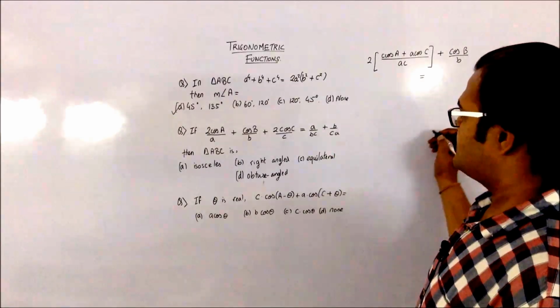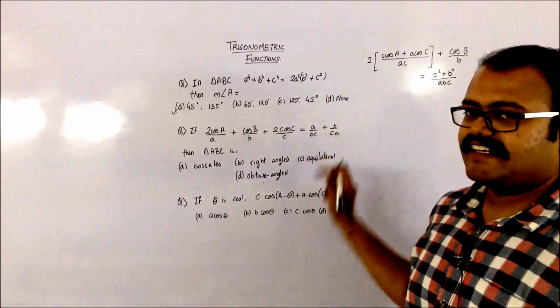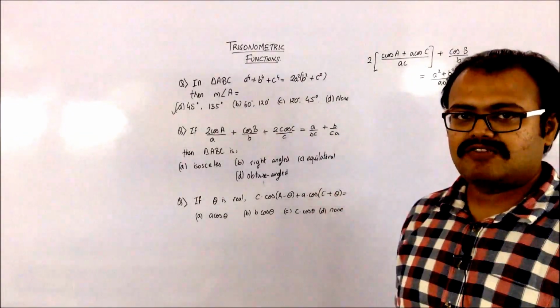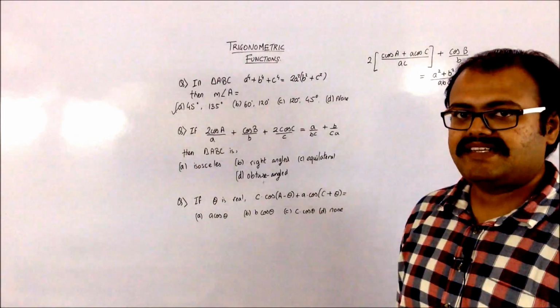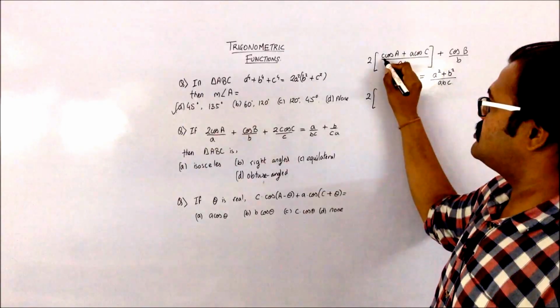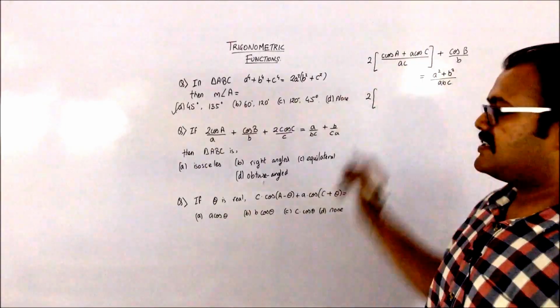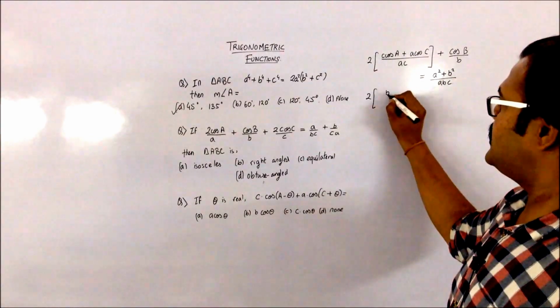if I take the LCM on this, so in the LCM it's going to be ABC. So after taking LCM of my RHS, I'll be getting the term as A square plus B square upon ABC. So let me just observe this particular bracket. So I'm having a C cos A plus A cos C. So that's basically your formula for B.